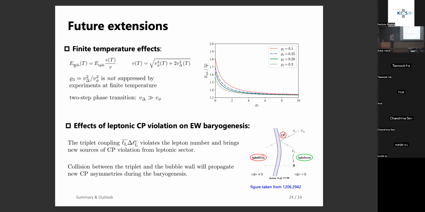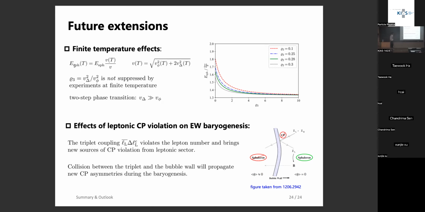And the point is that the VEV ratio parameter rho 3 is not suppressed by experiments when you take into account the temperature effects, which means it can be much larger than the vacuum value. And in this plot, we show the behavior of the Sphaleron energy with the rho 3 parameter. We find for a much larger rho 3, the Sphaleron energy can be significantly decreased compared with the vacuum case.